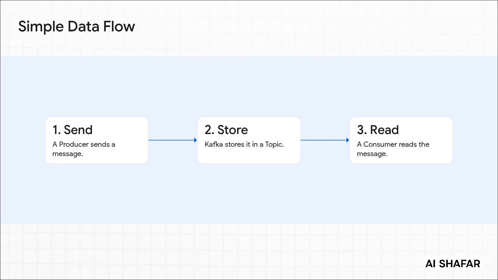Step 2, Kafka instantly stores that message and sorts it into a specific category called a topic. That's like the designated PO box. And finally, another application, called a consumer, comes along to read that message, just like you collecting your mail. That's it. Send, store, and read. That is the heart of it all.